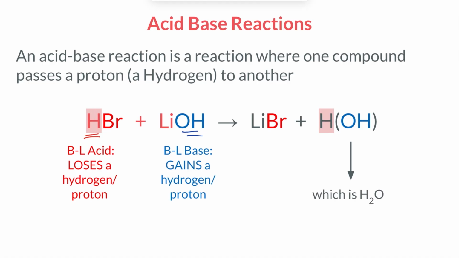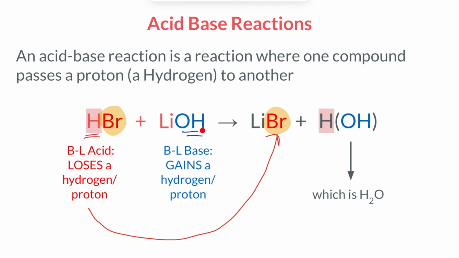As we look at our Br, let me compare what's happening with Br on both sides. Well, I have Br here and Br here. That Br had a hydrogen, and after it does not. And so that losing of a hydrogen of that Br means that HBr is an acid.